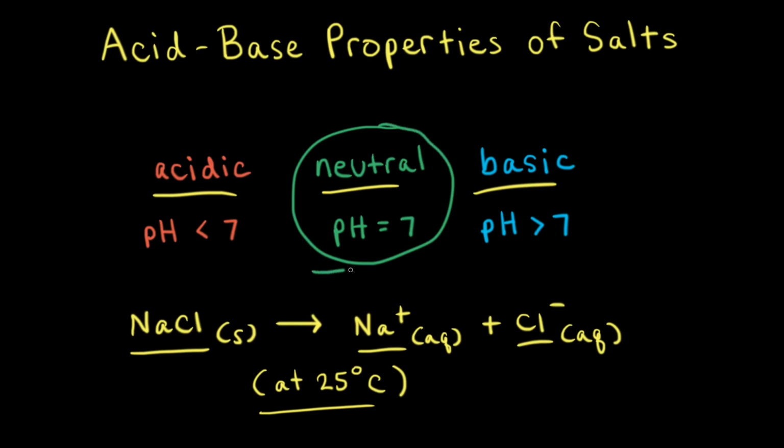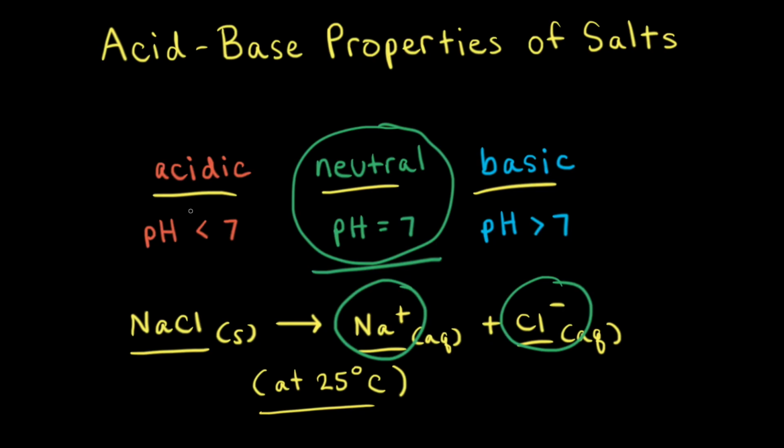The reason why the pH is equal to 7 is because neither the cation nor the anion reacts with water, and water has a pH of 7 at 25 degrees Celsius. And since neither the cation nor the anion react with water, the pH remains 7.